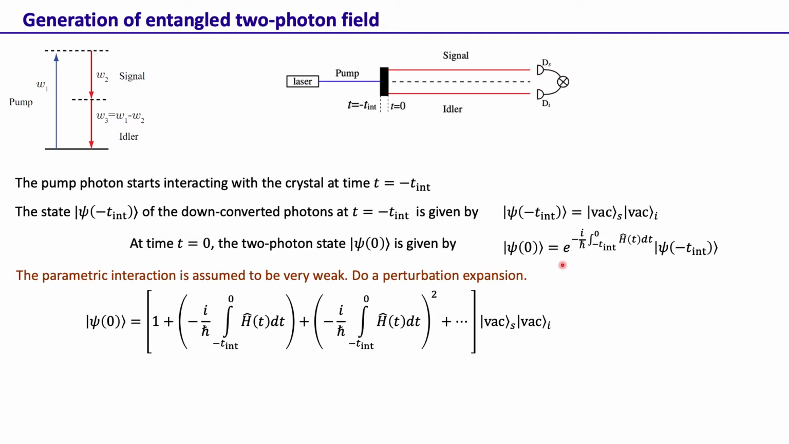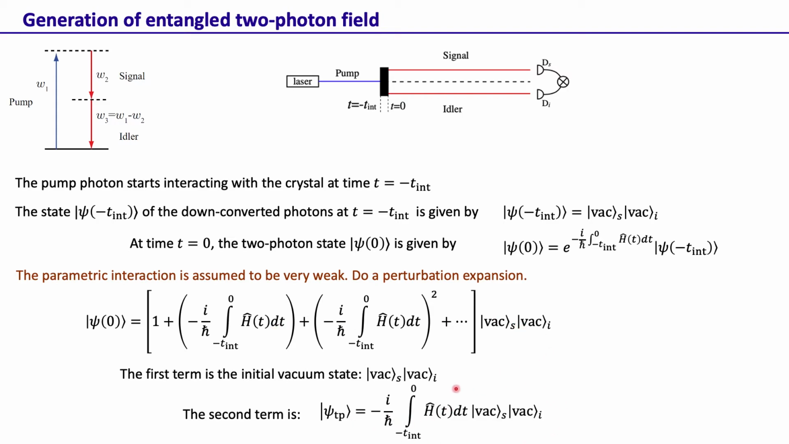So if we do a perturbative expansion, what we have is 1 plus this term, that is minus i over h bar integral H(t), and then plus the square of this term, minus i over h bar integral H(t), acting on this vacuum signal vacuum idler. We see that the first term, which is the initial vacuum state, this 1 acting on vacuum S vacuum I just gives the vacuum initial state, which is vacuum S vacuum I. The second term, which is minus i over h bar integral H(t) dt acting on vacuum S vacuum I, is this. So that is the second term.